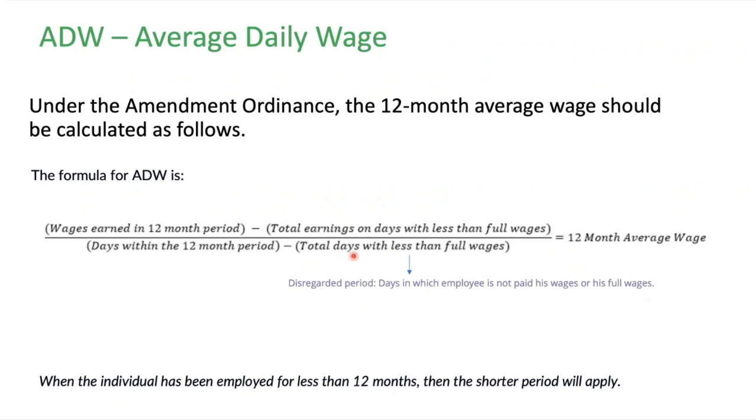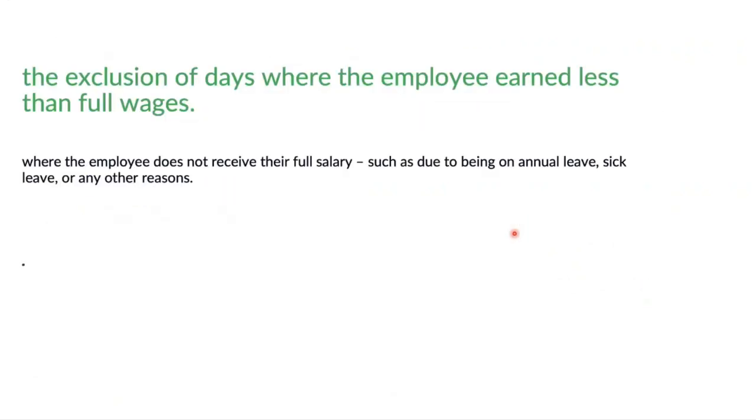The disregarded days are referred to here, which is the disregarded period, days in which the employee is not paid his wage or his full wage. That's the definition of total days with less than full wage. Now let's talk about the total earnings on days with less than full wage.